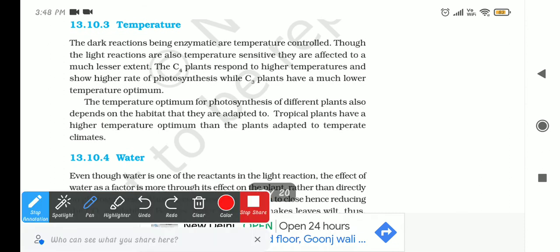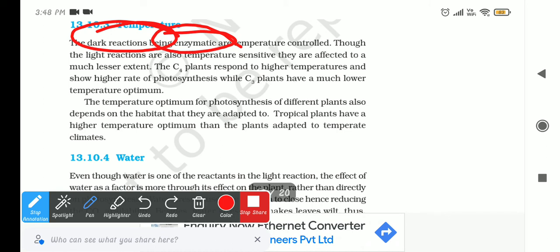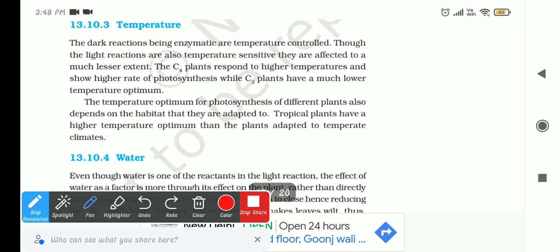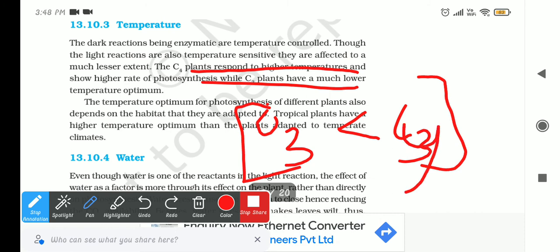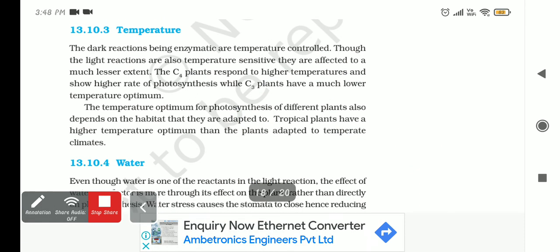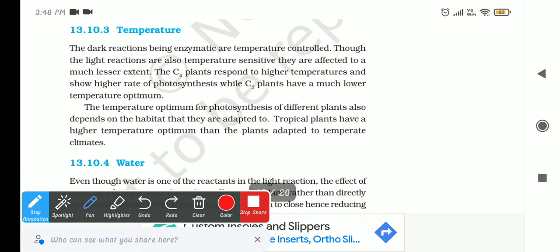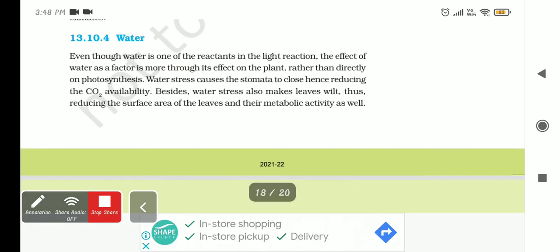Next we have temperature. Dark reactions are carried out by enzymes and are temperature controlled, and though the light reactions are also temperature sensitive, they are affected to a much lesser extent. The C4 plants respond to higher temperature and show a higher rate of photosynthesis, while C3 plants have a much lower temperature optimum than C4. Okay, next we are going to talk about water, the last factor.